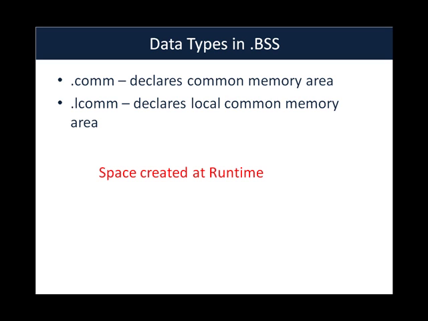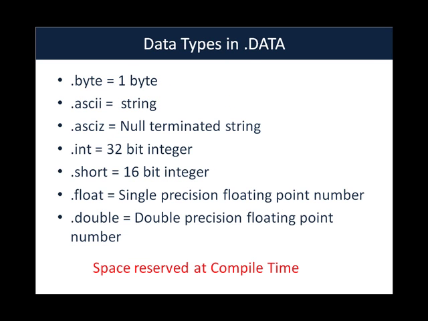What this means is whatever you define here is not going to occupy any space inside the executable which will be created using the assembler and linker. Only when it is actually loaded into memory as a program will the space actually be created. So with this very quick two-slide presentation, now I'd like to go into a demo of exactly how these data types can be used to define different variables in an assembly language program.